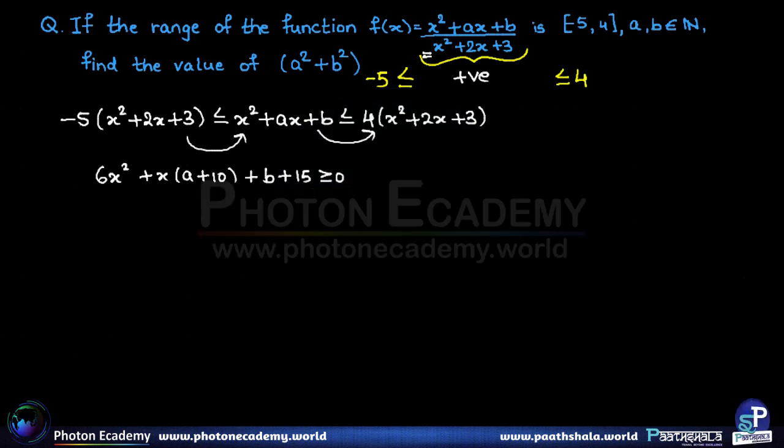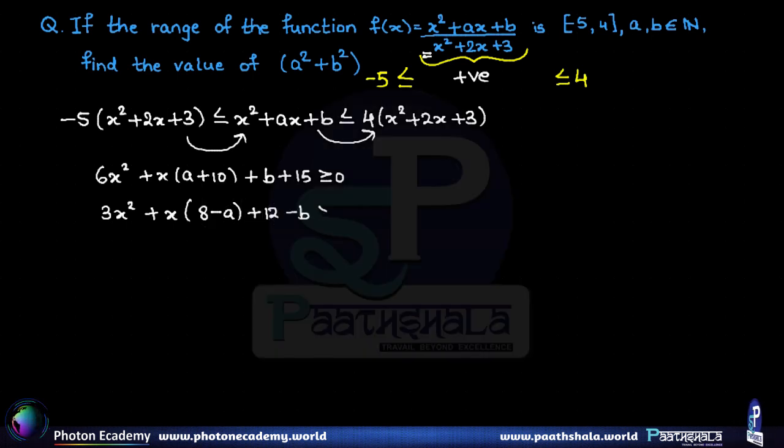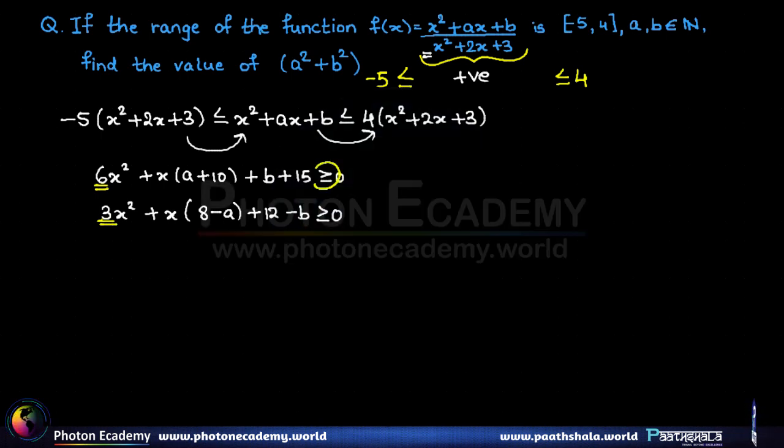Similarly, shifting all of these terms here, we get 3x square plus x(8 minus a) plus 12 minus b is greater than or equal to 0. Now over here we can see that in both of these equations the leading coefficient is positive and the condition is given that the expression is greater than or equal to 0. So it can be equal to 0 or it can be greater than 0. So it has to be this case of the parabola.